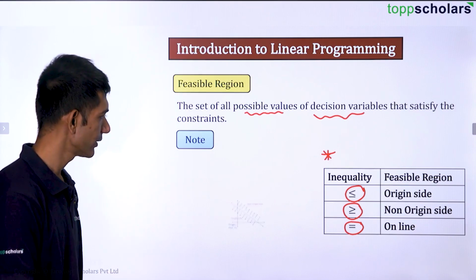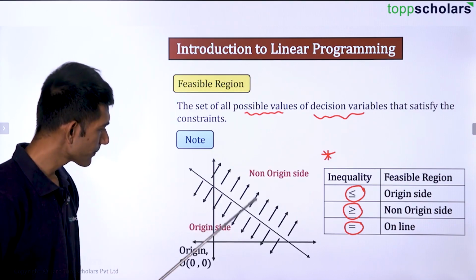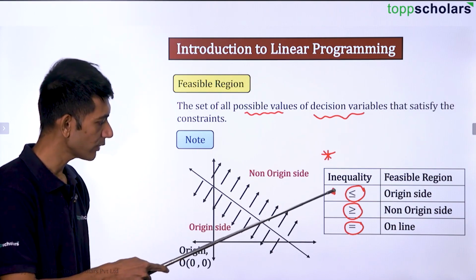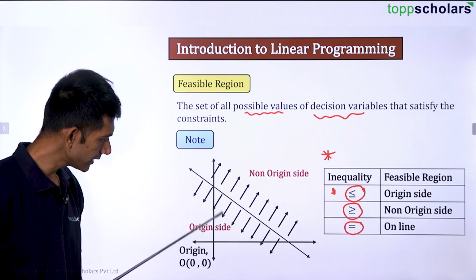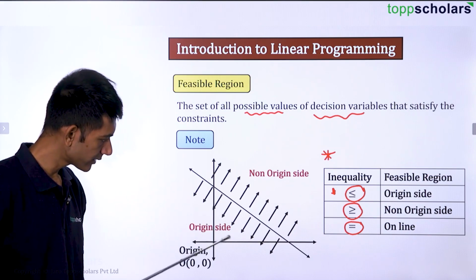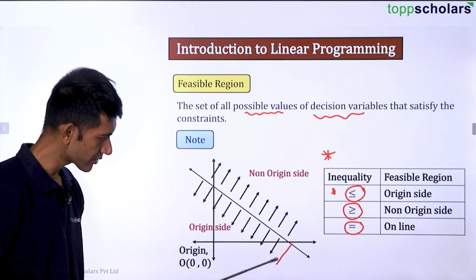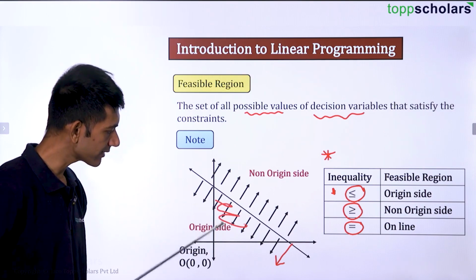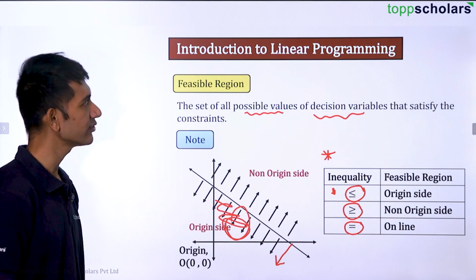Clear? Okay. Have a look at this. When you have less than or equal to, I am talking about this part. The feasible region lies towards the origin. See the direction, this direction, towards the origin. So you can have this bounded region as the feasible region. That is the triangle region here.